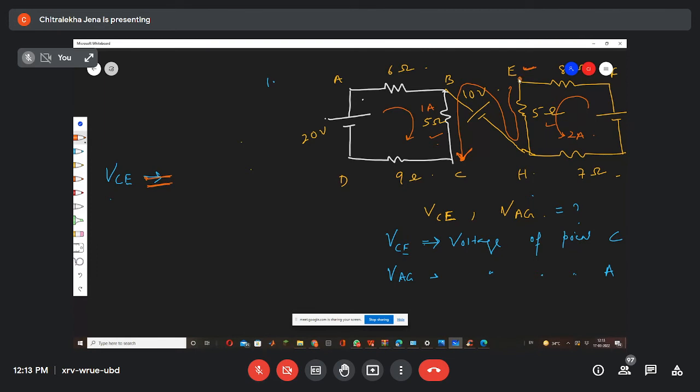So VC will be equal to how much? I will start from point E, voltage of point C with respect to E, and end at C. So what will be the equation? Here I am coming from E, current is flowing 2 ampere in the same direction. Minus 5 into 2, then plus 10, then plus 5 into 1.